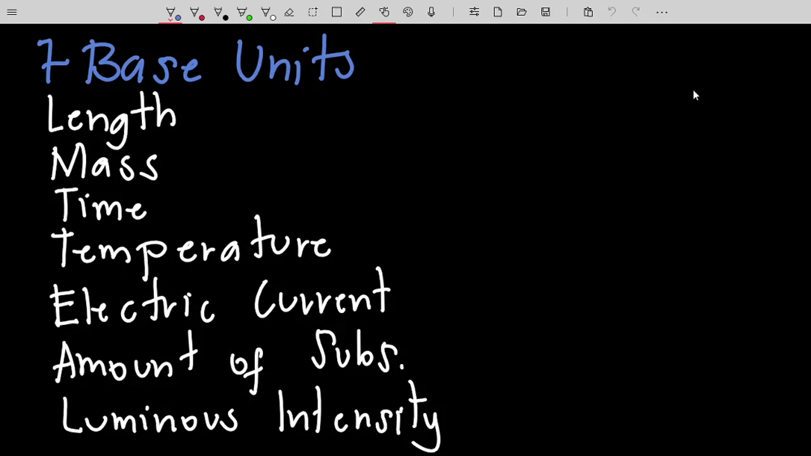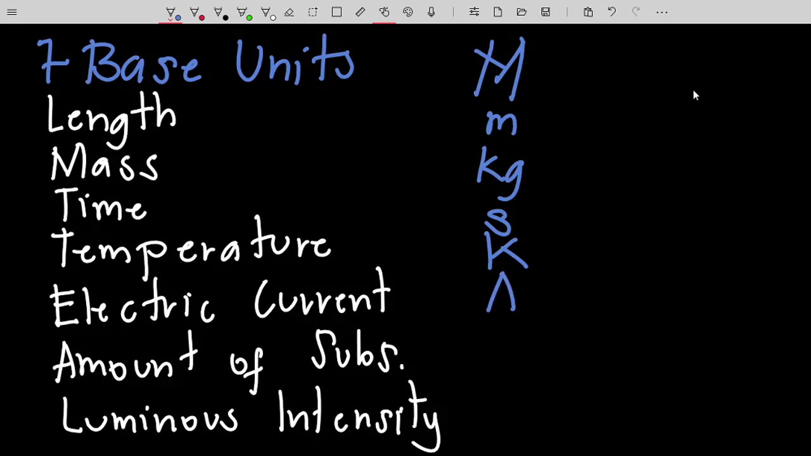Now, actually, your metric system has 7 base units, which is your length, your mass, your time, your temperature, your electric current, the amount of substance, and luminous intensity. So each of these has base units. For your length unit, we have the base unit of meters. For mass, we have your kilograms. For time, you have your seconds. For temperature, we have your Kelvin. For electric current, we have your ampere. For amount of substance, we have your mole. And for luminous intensity, we have your candela.